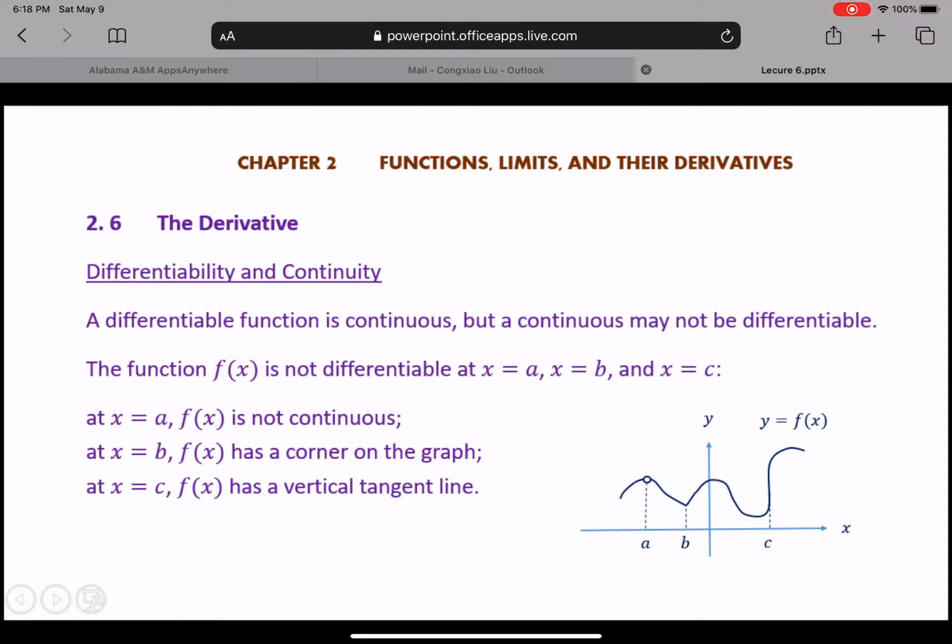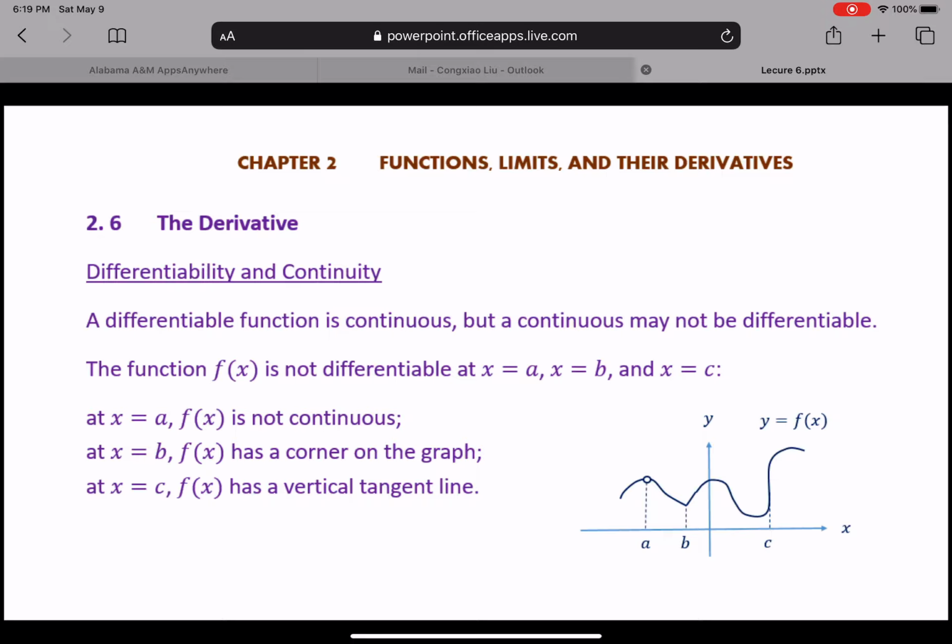Okay, we discussed limit and derivative. So we can talk about the relation between the differentiability and the continuity of a function. And it turns out that a differentiable function is continuous. So when a function is differentiable, then it's always continuous. But when a function is continuous, it does not guarantee that it's differentiable.